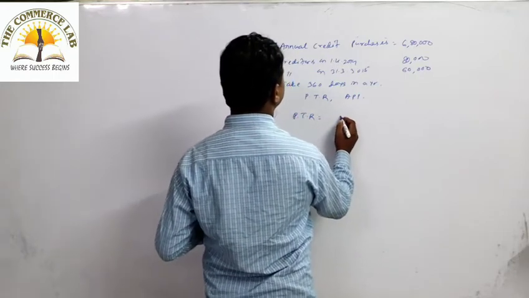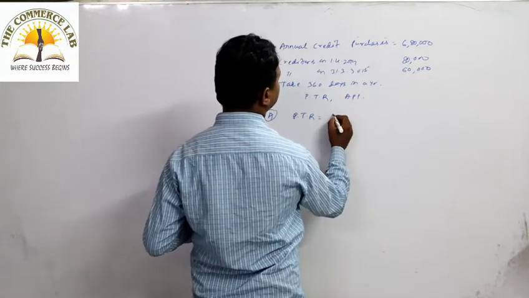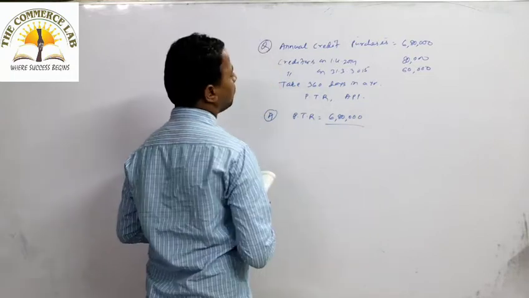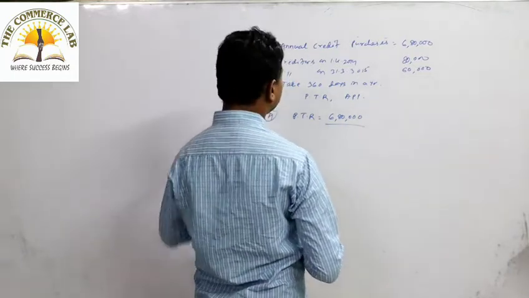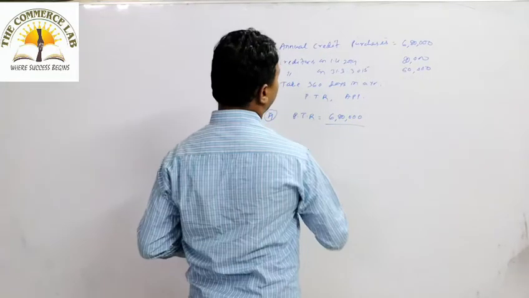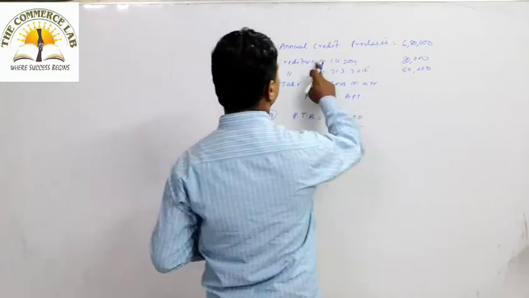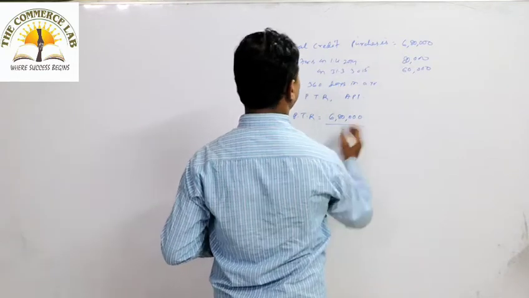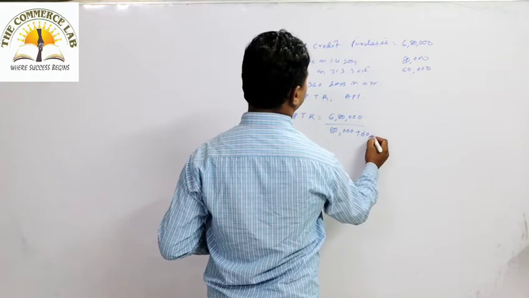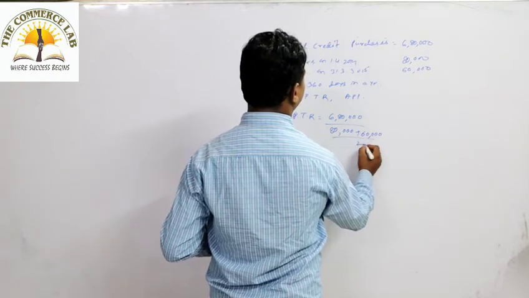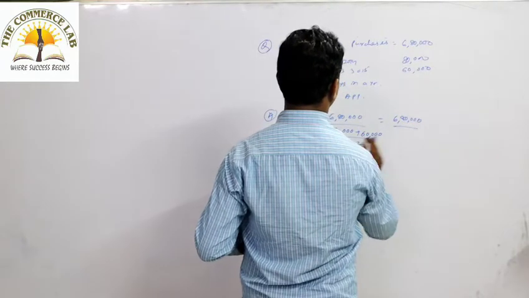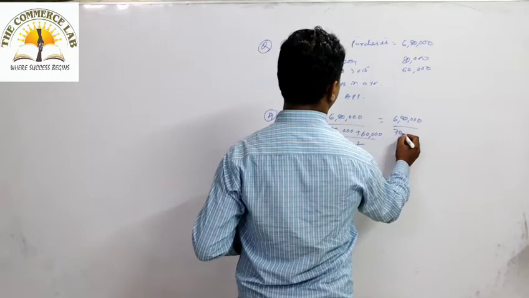Annual credit purchases, that is how much? 6,80,000 divided by what? Average trade payables. So how to calculate average trade payables? Look at creditors at 1st April, that is given 80,000. Then 60,000 is given. We have to divide it by 2. So 6,80,000 divided by this, which is 70,000.